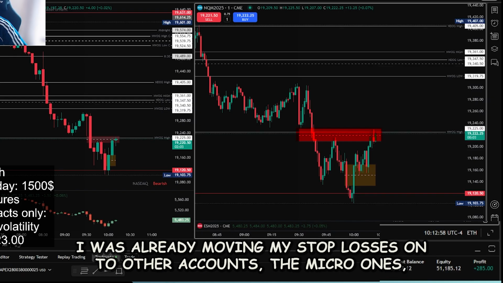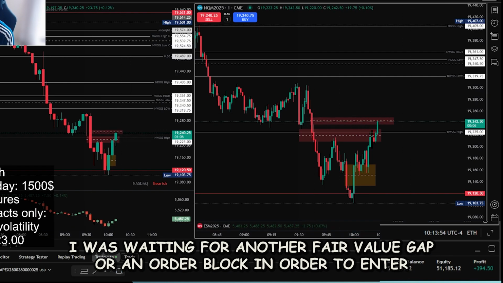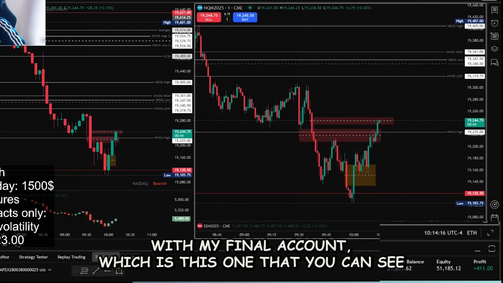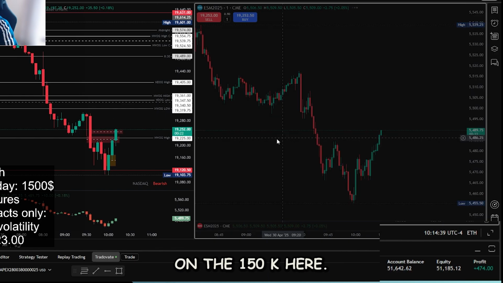I was already moving my stop losses on the 2 other accounts, the micro ones. And I was just waiting on a 30-second chart or on the 1 minute chart for another fair value gap or an order block in order to enter with my final account, which is this one that you can see on the 150K.